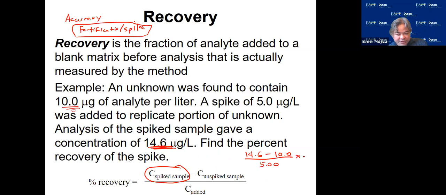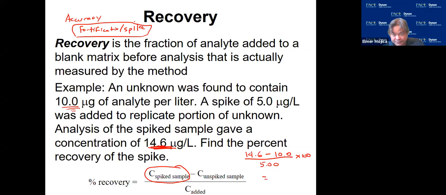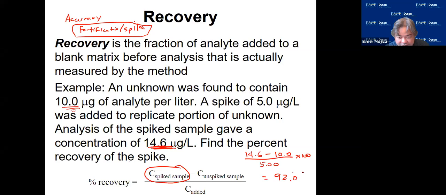If you're going to get the percent recovery, you do the operation here and then multiply it by 100. And what do you get? How much was recovered? How many percent? 92. So you have here around 92% recovery. So that's how you do a recovery study.